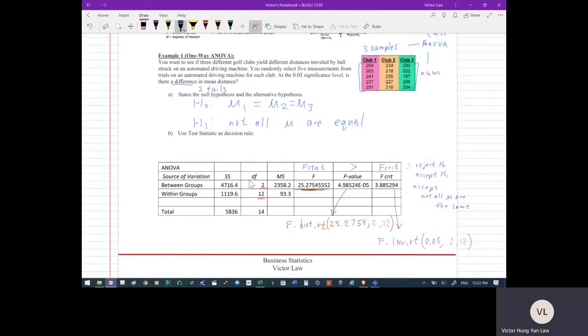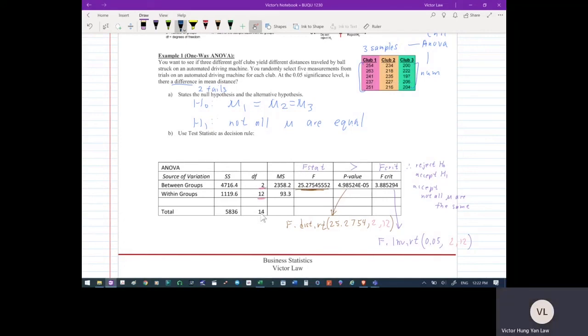Sum of squares divided by degrees of freedom gives you the mean square. When you divide these two mean squares, it will give you the F statistic. And how we get the degrees of freedom 2 and 12: for the between groups, how we get the 2 is that we have 3 minus 1. We have 3 groups minus 1 gives you the 2 here.